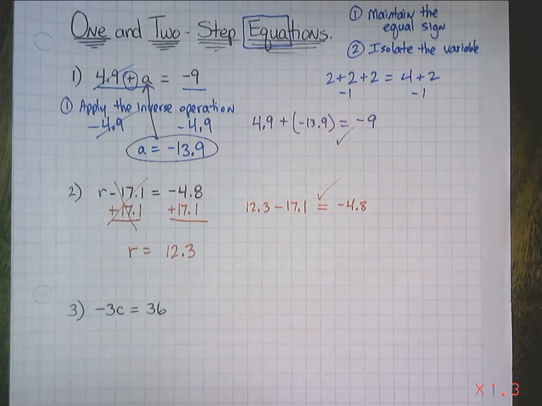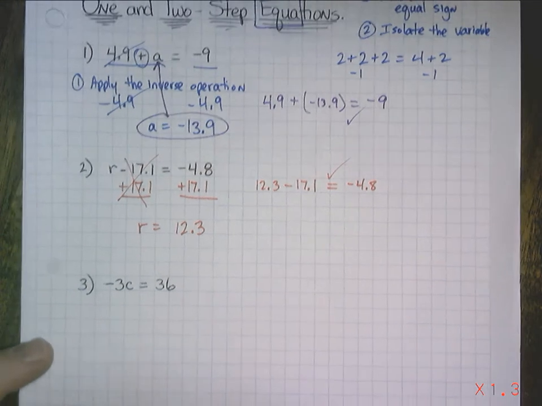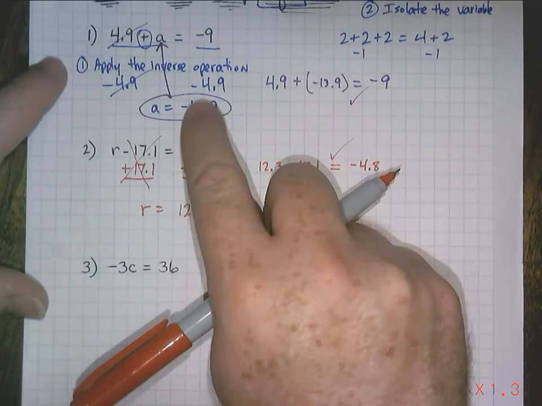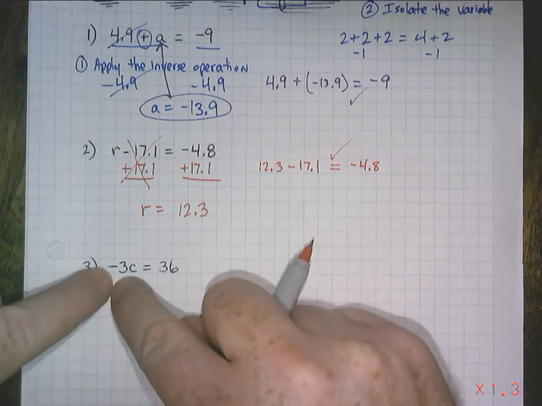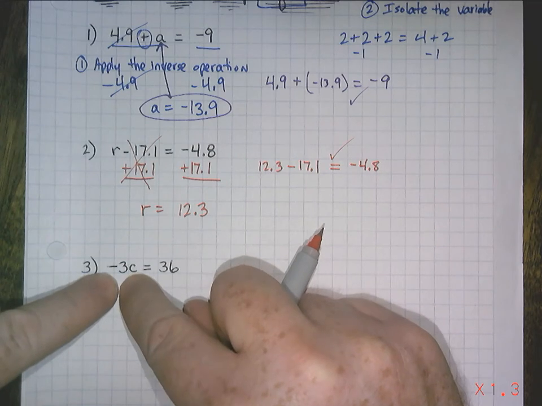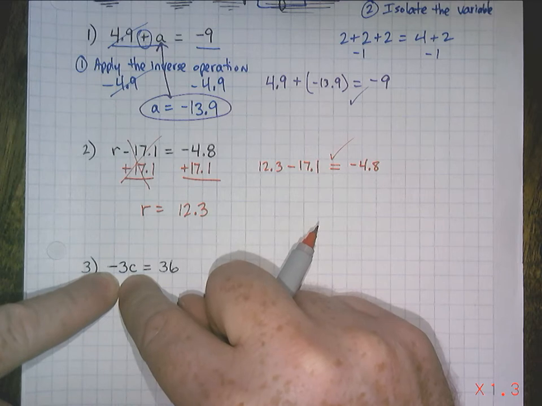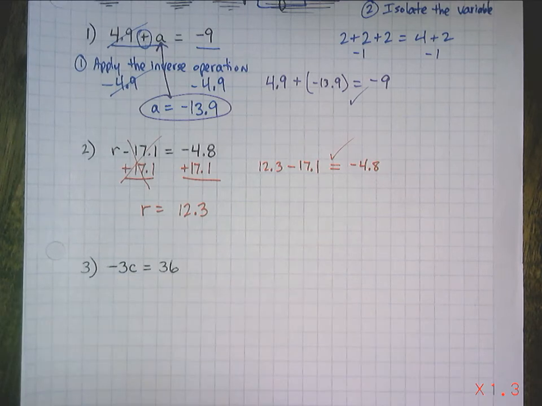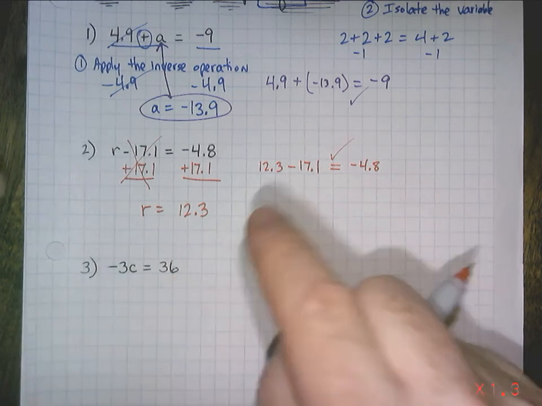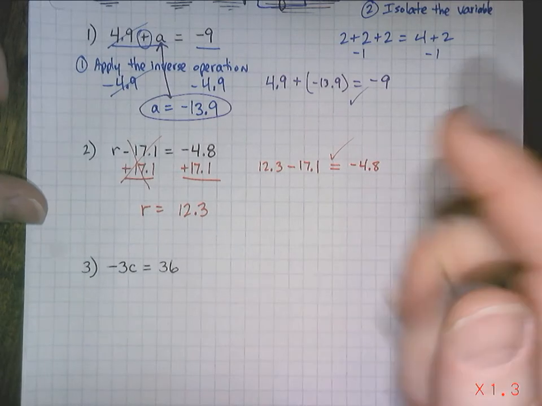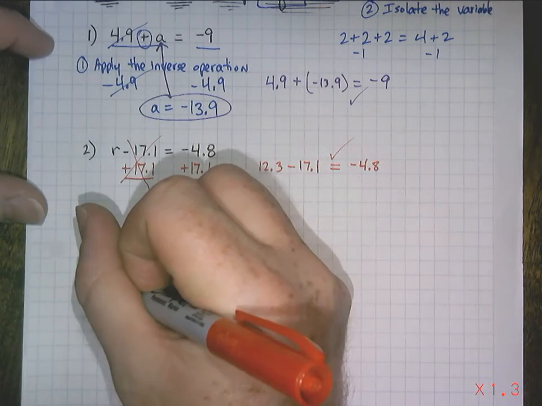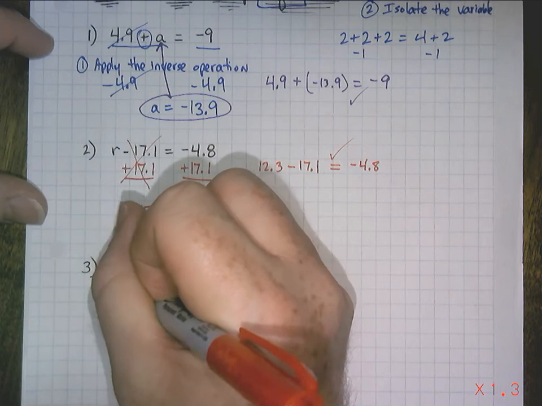Okay. Moving on to number 3. Again, we're going to apply the inverse operation. The operation right now between negative 3 and C is multiplication. So what is the opposite of multiplying by negative 3? Well, the opposite of multiplying by negative 3 is dividing by negative 3. So we're going to divide both sides by negative 3.